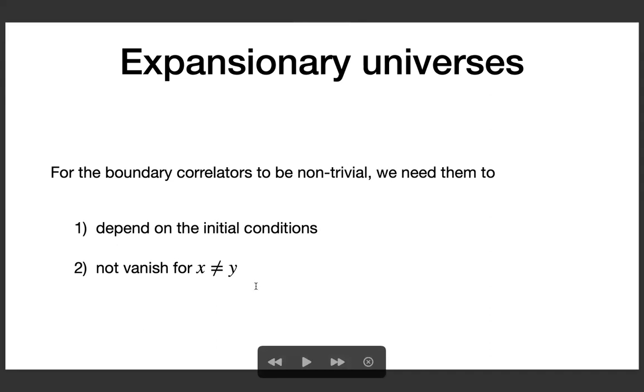And the second one is that we want it, again, to be non-trivial. So we want it to not vanish for x not equal to y. We don't want it to just be 0. We know that it never vanishes for x equals y, because in those cases you have collinear singularities. So we know that it never vanishes, but we want it to carry some non-trivial information. So if we have frozen correlators, we want to make sure that it's not just a delta function, for example.